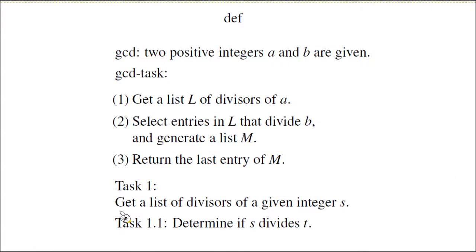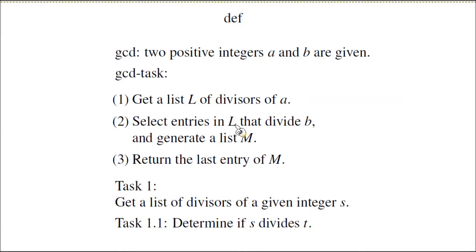So this is another example of using the definition command in a slightly more complicated task that we're going to go through. It's computing the greatest common divisor. We're given two positive integers, a and b, and the tasks are the following. This is implementing the very idea of computing the GCD. First, you look at the first number and get a list of the divisors. That's task 1.